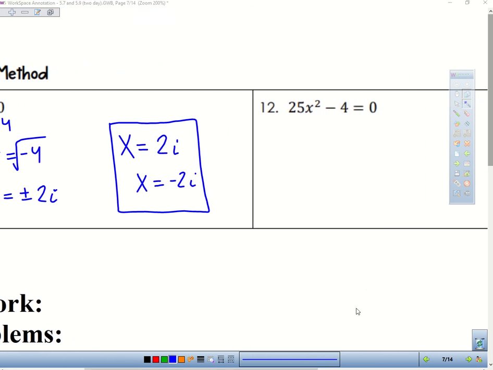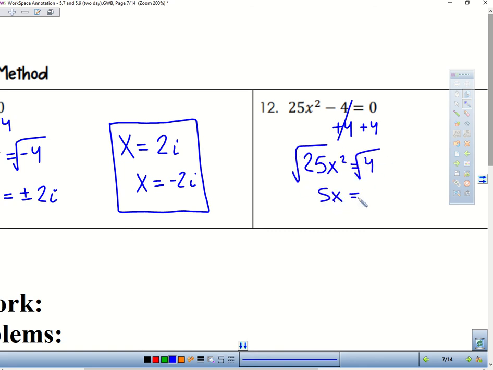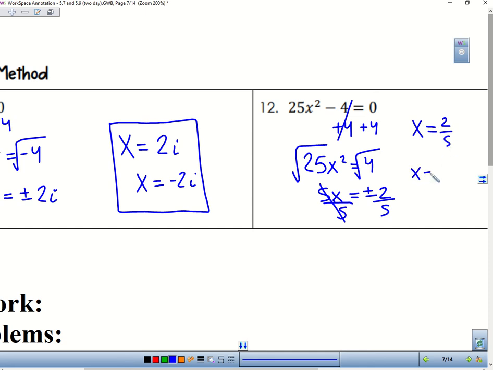And then the last one is pretty easy. Add the 4 over. You probably already know how to do these ones. Square root. 2x is equal to plus or minus 2. X equals 2/5 and x equals negative 2/5. 2 real zeros, which is consistent with what we have.